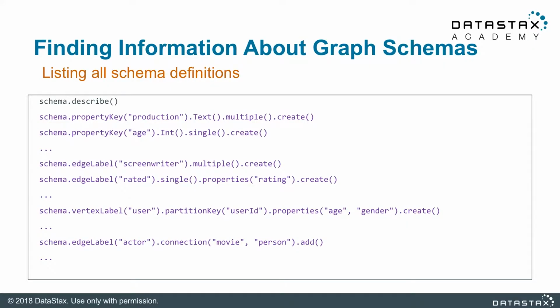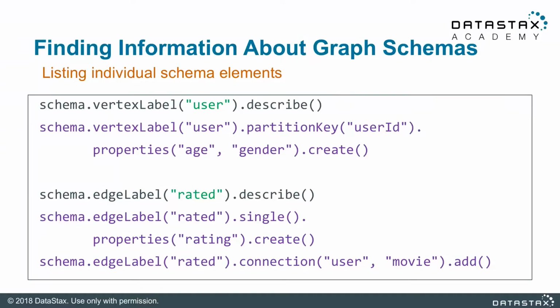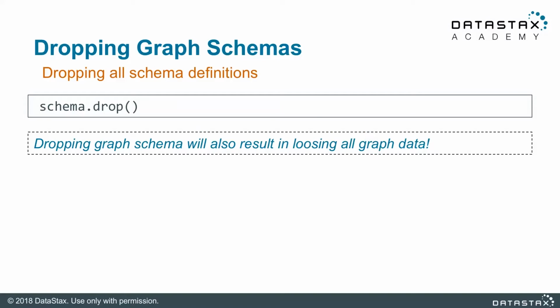Now that you know the schema definition process, let's talk about some ways you can find information about your schema, starting with the schema describe command. This will list all of your schema definitions. If you want to print schema elements for a specific edge or vertex label, you can simply do that by adding a describe at the end of schema.vertexLabel or schema.edgeLabel. Now, if you want to drop all of your schema definitions, you can simply run a schema.drop command, but please be careful as this will cause you to lose all of your data in your respective graph.